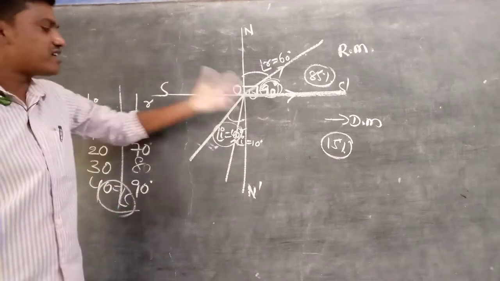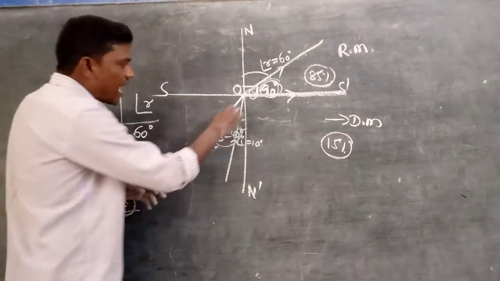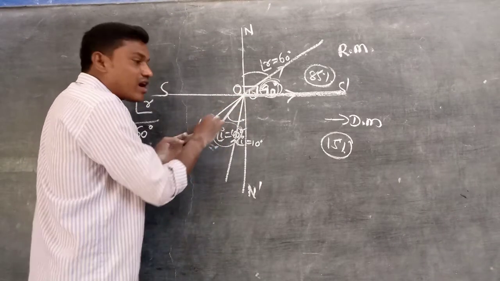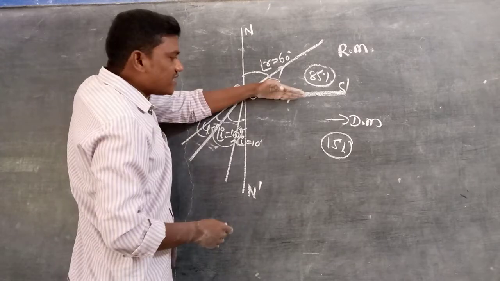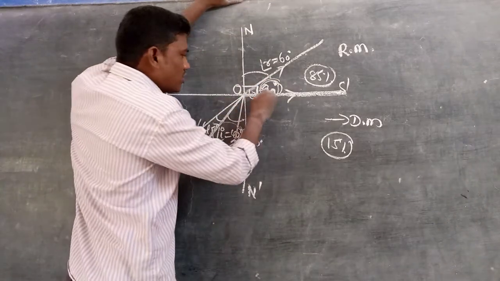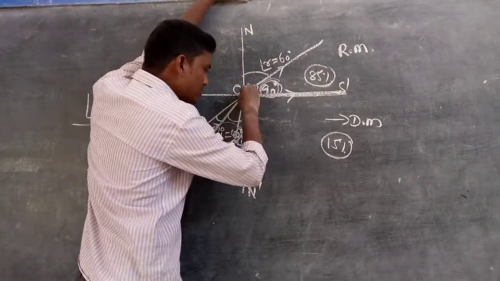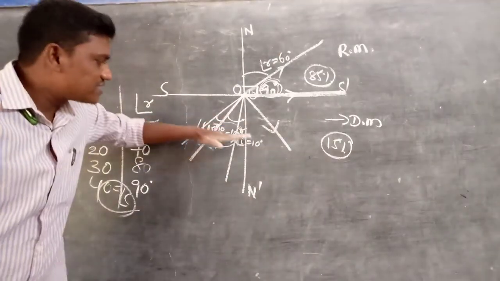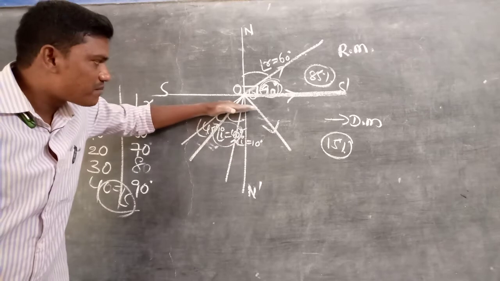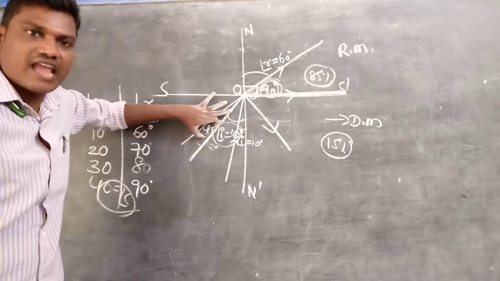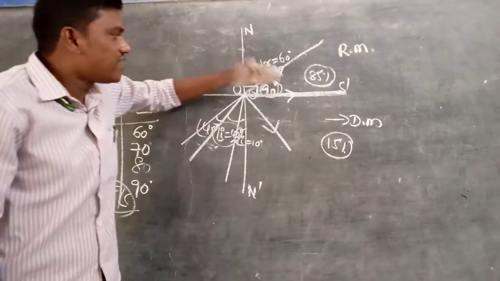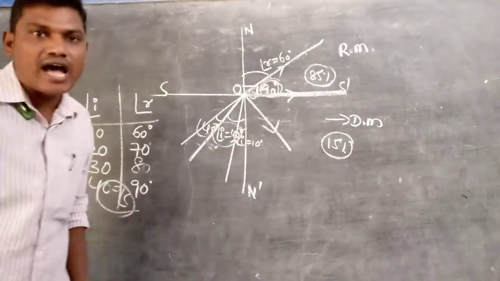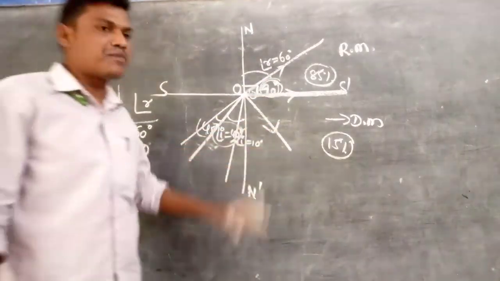Then after 40, what will happen? If the angle of incidence is, for example, 45 degrees or 41, then what will happen? The refracted ray also enters here. So when the angle of incidence in the denser medium is greater than the critical angle, no part of the light enters into the rarer medium; the total light enters the same medium, which is nothing but the denser medium only.